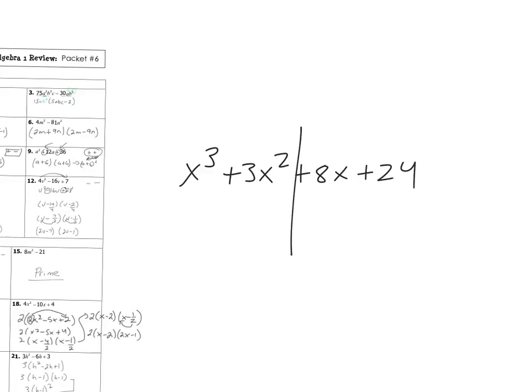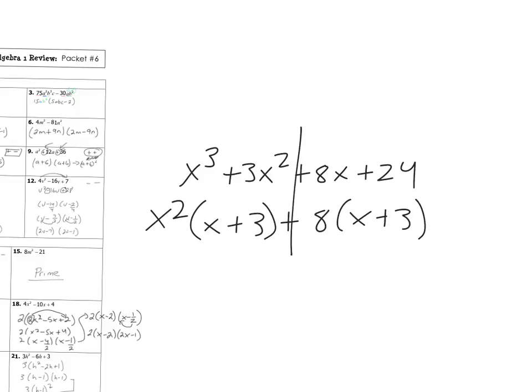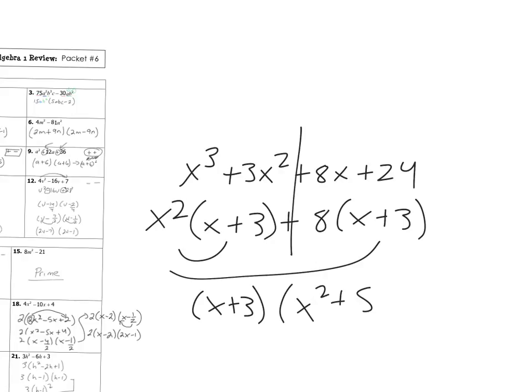But remember, more grouping, which is separate up to 2 binomials and group the first 2. But the first binomial, it looks like we could take out an x squared, right? And that would leave us with x plus 3. And the next one looks like we could take out an 8, and that'll leave us with x plus 3. And then remember, then you just factor out the x plus 3. So that would be x plus 3 times x squared plus 8. That's also going to be on your test. Look over your notes on that one.